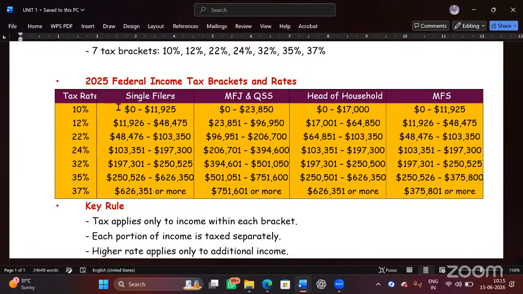That is in the case of the single filer. Income range from 0 to $11,925, tax rate will be 10%. If the income is more than 11,925, up to 11,925 the tax rate is 10%. On the excess part, the next bracket will be 12%. On that balance, at the rate of 12% shall be calculated. In this way, we are going to calculate the tax amounts.